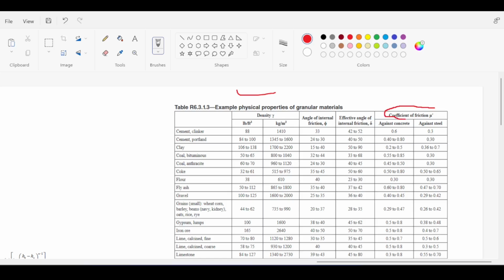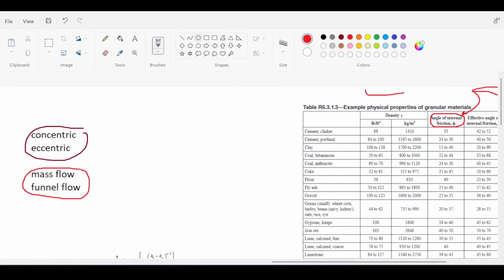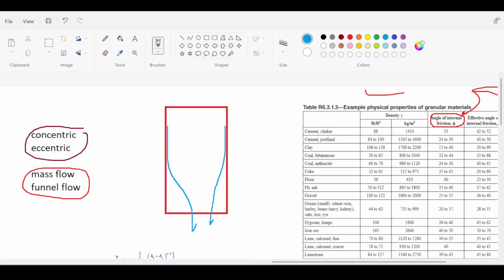The difference between the internal angle of friction and the coefficient of friction is as follows. This is between the grains of the material itself. This is between the material and other kinds of structures. Alright, so why should I care? Well, you should care because when materials want to flow in a silo, they actually rub against the walls of that silo, creating wall loads.